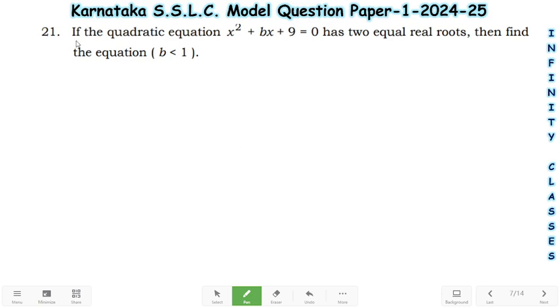If the quadratic equation x square plus bx plus 9 is equal to 0 has two real equal roots, then find the equation. We have to find b less than 1. b less than 1 means what? We have to find the value of b which is less than 1.